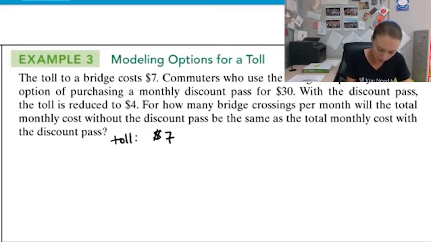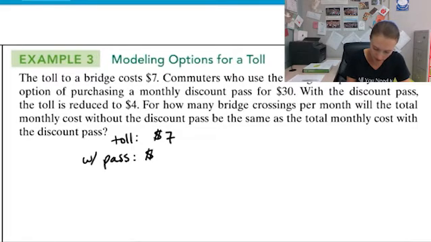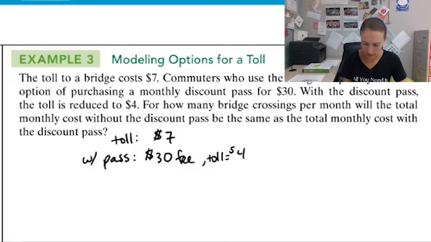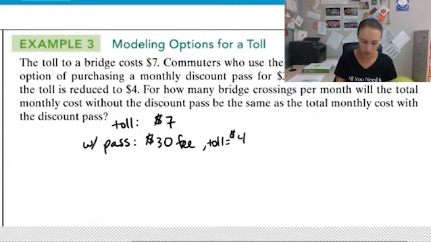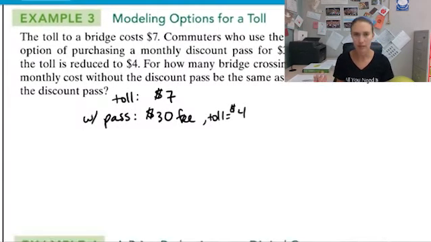But with the pass, which costs $30, I'm going to say fee. So it has a $30 fee, but the toll is reduced to $4 instead of $7. How many bridge crossings per month will the total monthly cost be the same between the two?